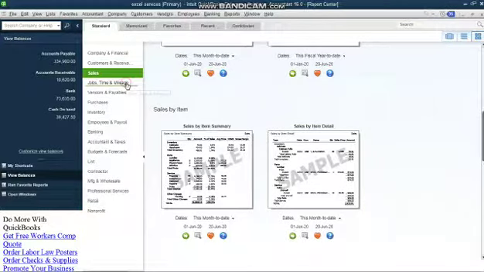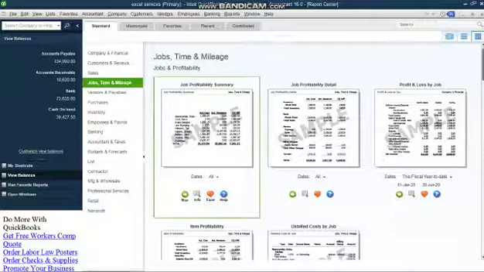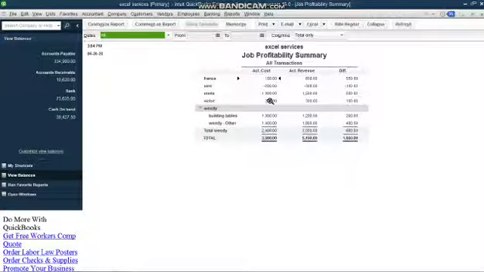Now you have jobs, time and mileage. In this job time and mileage, you're looking at profitability. How profitable are your activities with your vendors in terms of the jobs and in relation to the inventory, the difference between their cost and their revenue to know the actual profitability. Is it really profitable? How profitable is it?